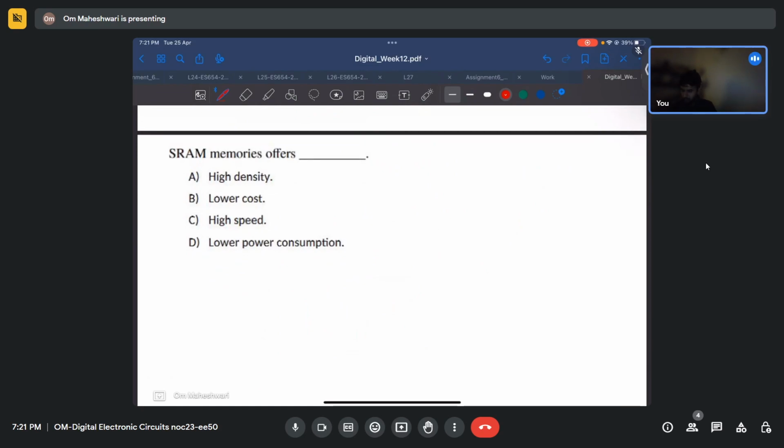SRAM memory offers high density, low cost, high speed, low power consumption. So it is high speed. So higher density was DRAM, right? Low cost was also DRAM. Low power consumption was also DRAM.